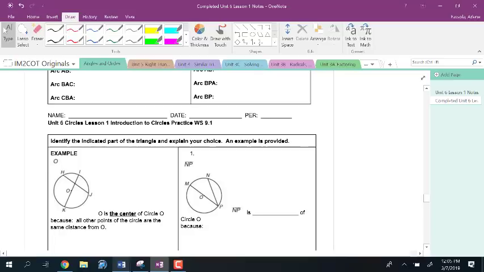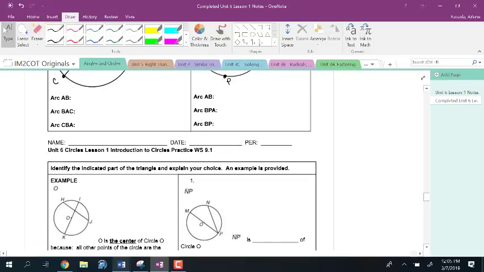Okay, there's a couple of problems for you to try. And then once you tackle those, you can go ahead and work on the practice problems for this introductory lesson to our circles.